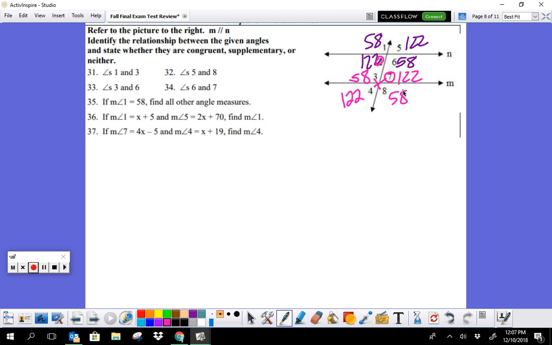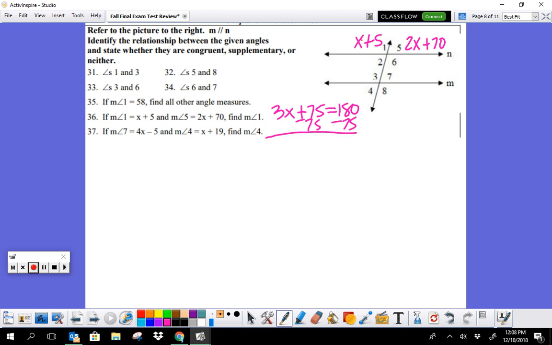All right, I'm going to clear this again for this next problem. Number 36, if the measure of angle 1 is x plus 5, and the measure of angle 5 is 2x plus 70, find the measure of angle 1. So 1 and 5 are a linear pair, so they're going to add up to 180. So x plus 5 plus 2x, that would be 3x plus 75 equals 180. Subtract 75. So 3x equals 105.